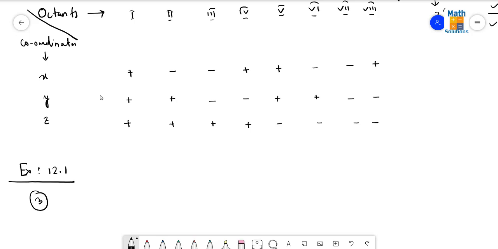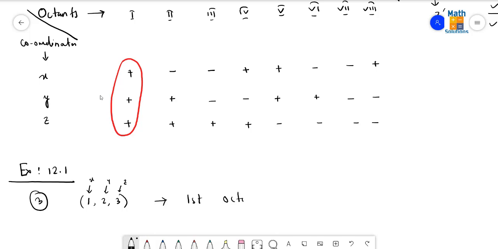So I am picking up the first point, that is (1, 2, 3). Here there will be 3 parts in a coordinate. So in which octant will it be lying? We can find that the x coordinate is positive, y coordinate is also positive, z coordinate is also positive. It can be seen that in case of the first octant, all these 3 coordinates are positive. So very clearly this is lying in the first octant.